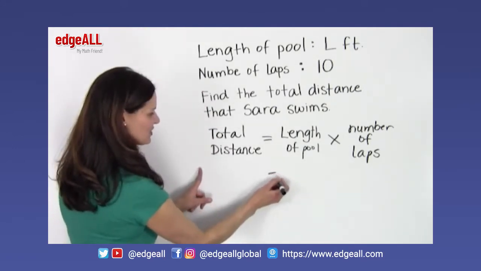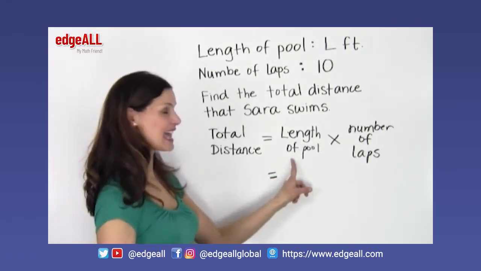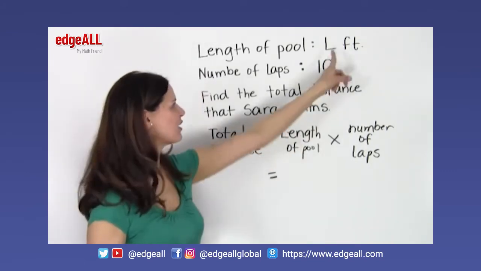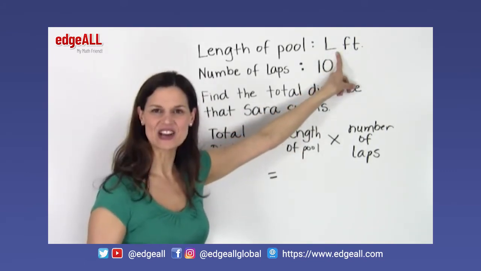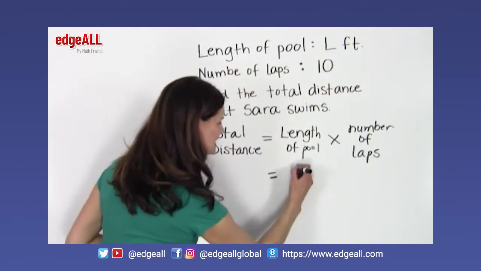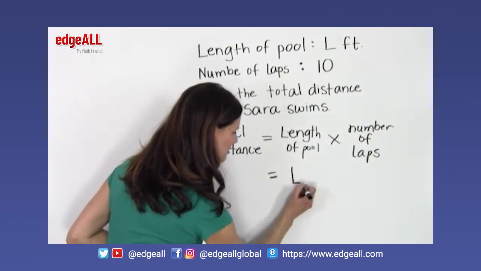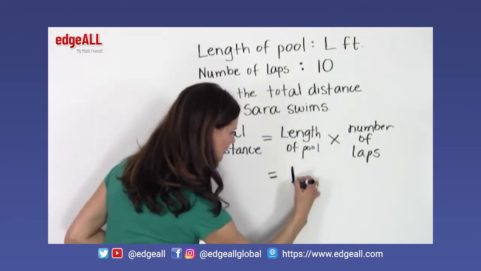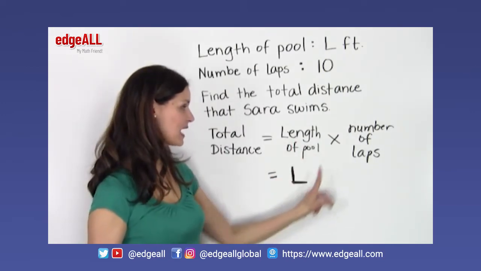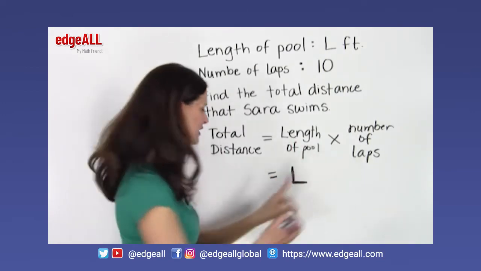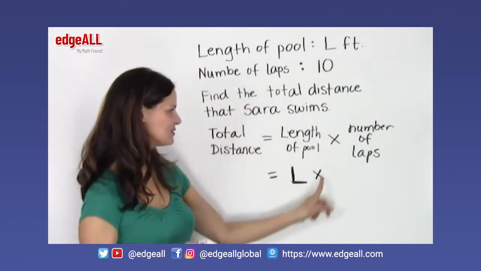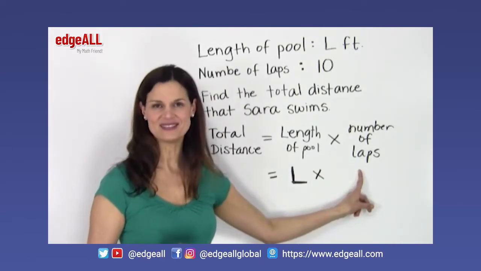So we've got total distance equals the length of the pool. That's our unknown number. That is our variable, and we have assigned the letter L to represent the length of the pool. So I simply, at this point in time, am going to write my variable, my letter L here for length of pool, times, I never want to forget my operator, I want to make sure I know I'm doing a multiplication problem in this case, so times, and then the number of laps.